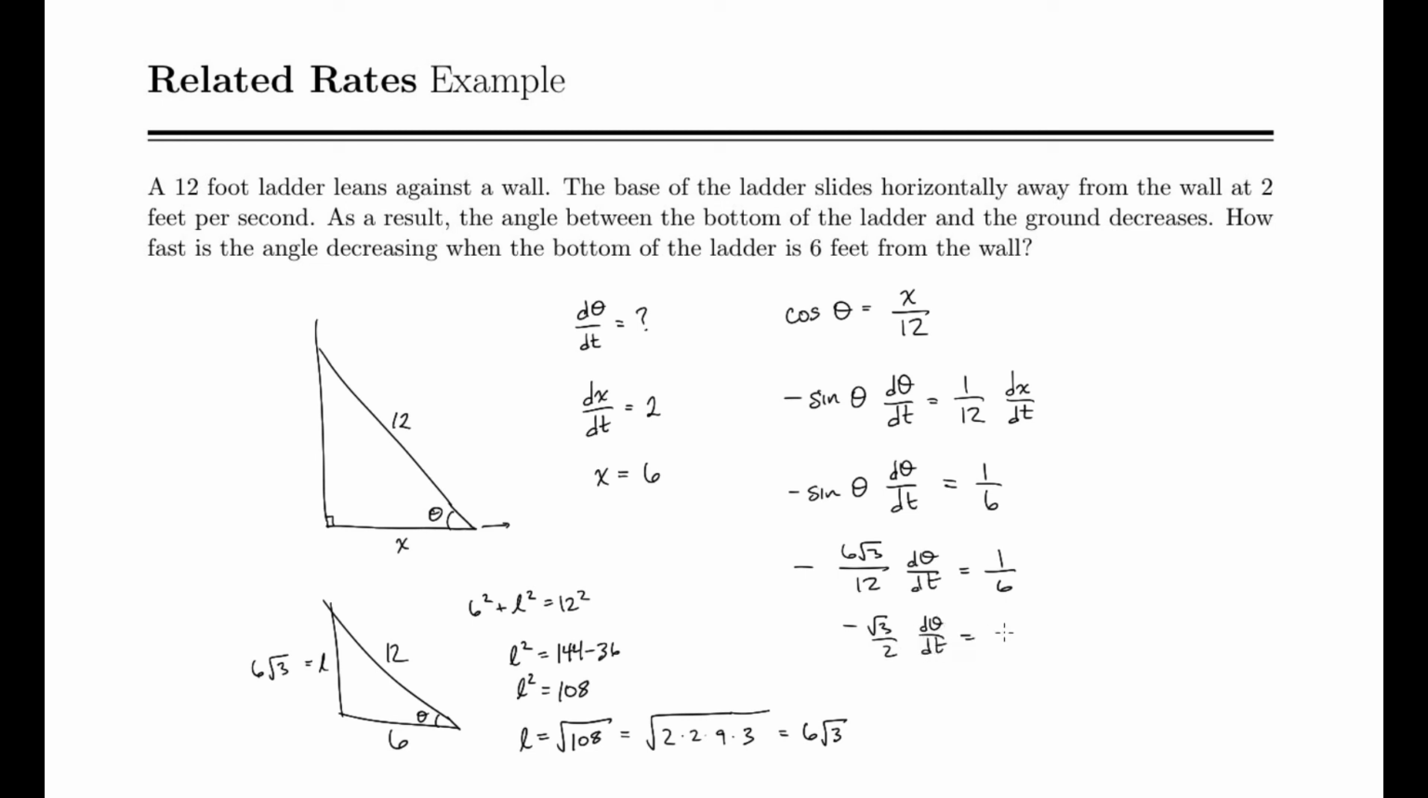D theta dt is 1 over 6. And so solving for d theta dt, multiply by 2 over root 3, and we get negative 1 over 3 root 3.